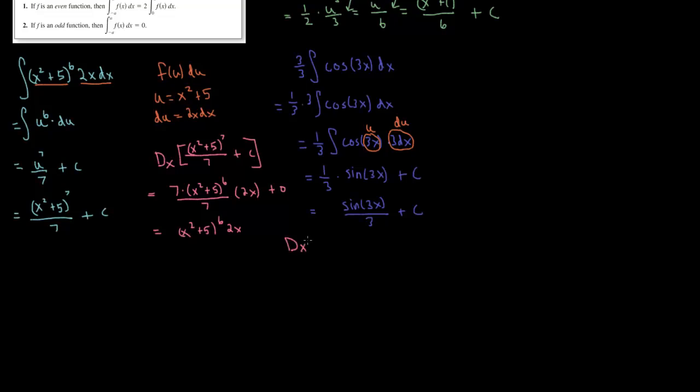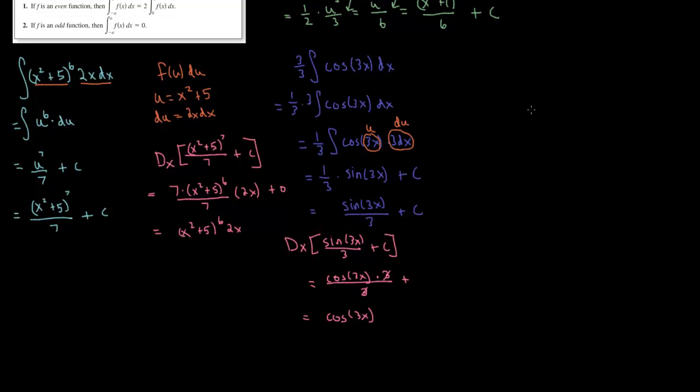So the derivative of sine 3x over 3 plus c equals, okay, it's cosine, so the derivative of the outside function, evaluated at the inside function, times the derivative of the inside function, that's all over 3 still, plus the derivative of a constant is 0. But notice 3 and 3, so we're just left with cosine 3x, which is exactly our original integrand.